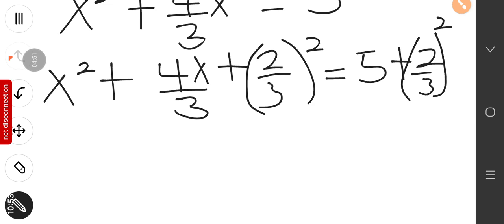Now we can rewrite, or we can organize, or we can write the left part of the equation in another form.